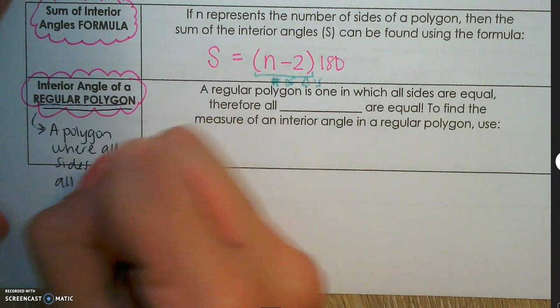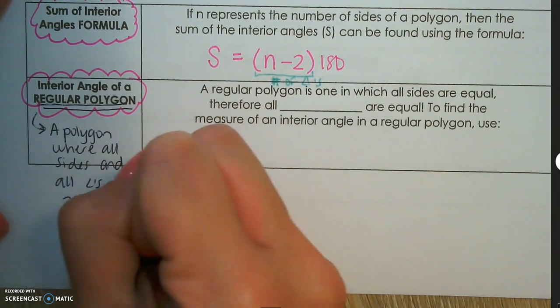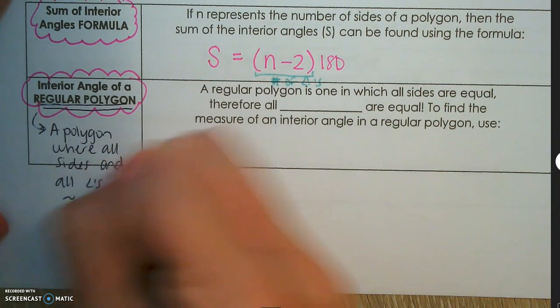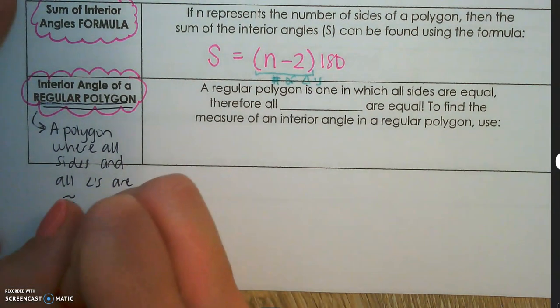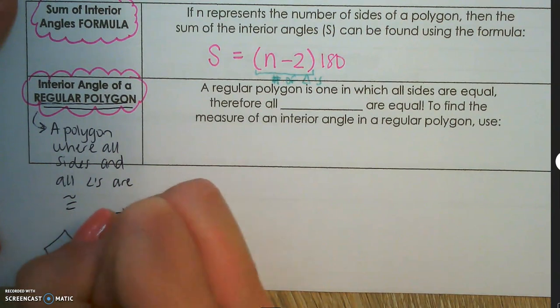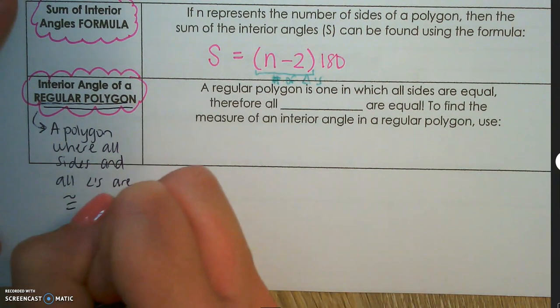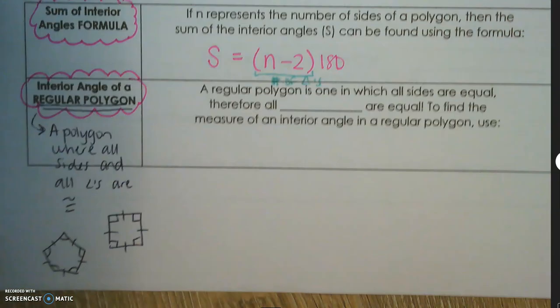So a very famous example of a regular polygon that you guys are aware of would be a square, right? Square, all the sides are congruent, all of the angles are congruent. But then you can have like a regular pentagon, okay? And a regular pentagon means all of the angles are congruent and all of the sides are congruent.